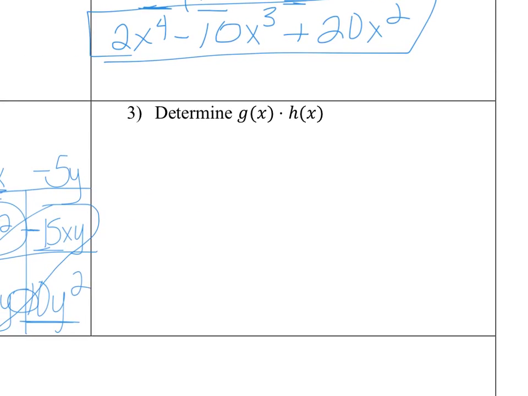Next, the term g of x times h of x. So simply write it out. G of x is 3x minus 2y. H of x is 3x plus 2y.